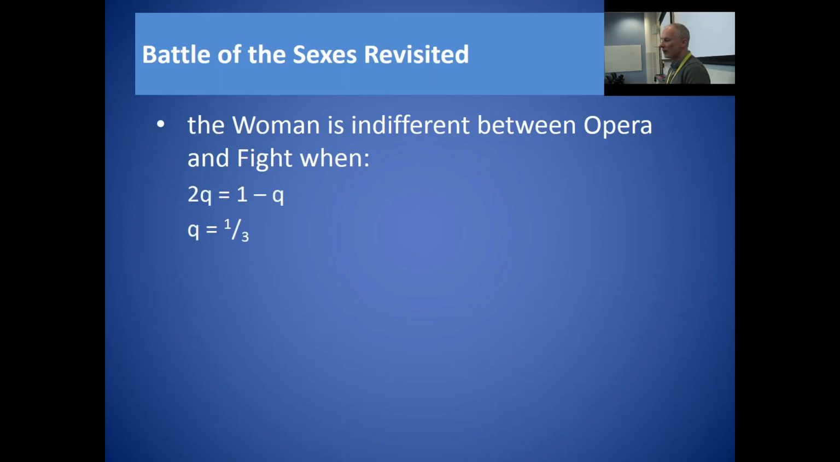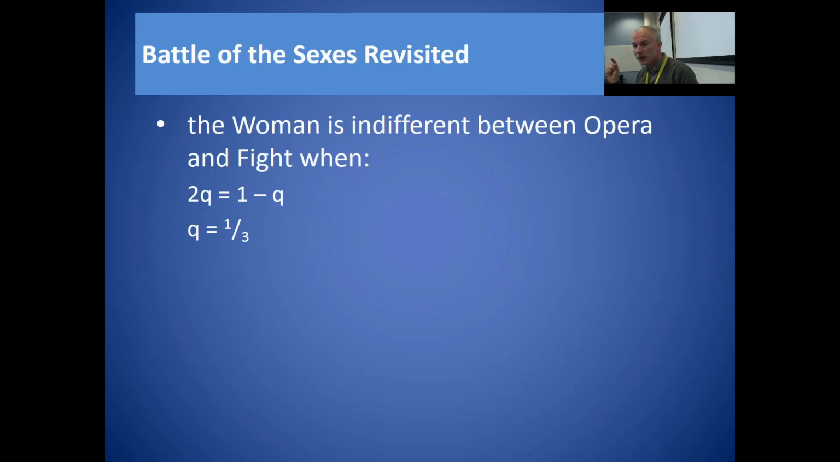So, for the woman, when we equate the expected payoffs, we said the expected payoff of going to the opera was 2q, expected payoff of going to the prize fight was 1 minus q. So, if you equate those, what does that mean for q? Well, if you just solve that through, that means when q equals 1/3, the expected payoff of going to either venue is exactly the same. And hence, if the expected payoffs are the same, what does that mean about the woman? Which of those venues would she prefer? She wouldn't mind. She would be indifferent.